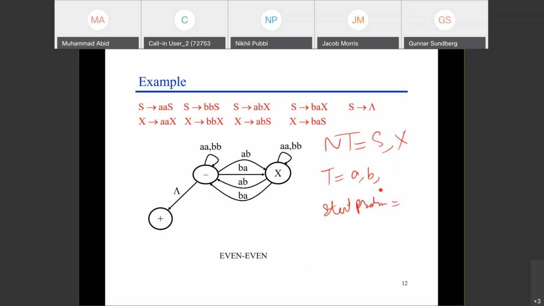1, 2, 3, 4, 5. So 5 start production rules. All those production rules which have S here are the start production rules. Okay. And does this grammar represent a regular language?